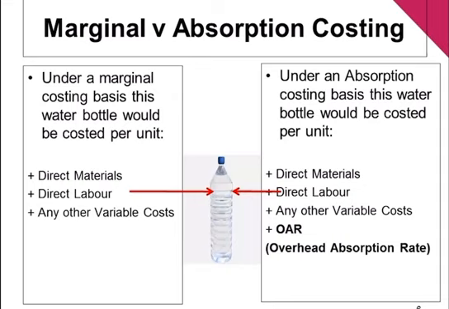So to keep it simple, take a bottle of water. Under a marginal costing basis we would cost that individual unit, that bottle of water, by how much material goes into one, how much labour goes into one, and any other variable cost. Under absorption costing, we have the same unit cost for the water of materials, labour, and anything else that's variable, but this time, because of law, of statute, we must add an OAR, which is an overhead absorption rate.